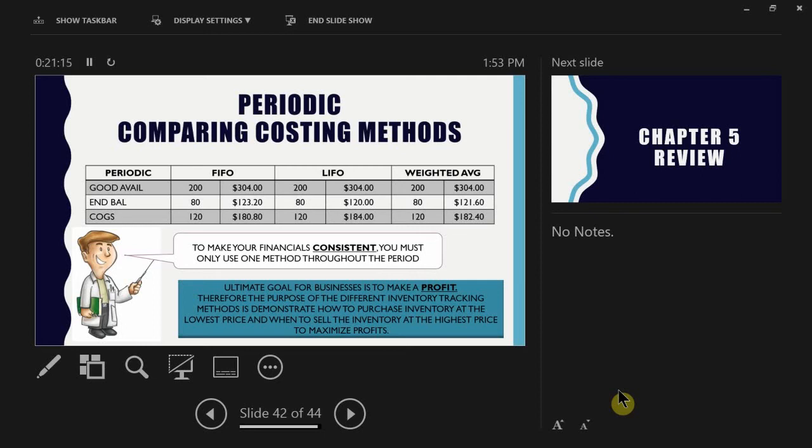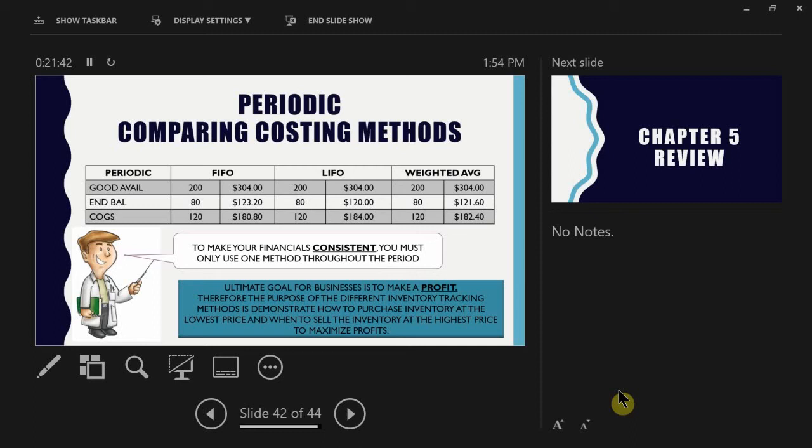But if you're just a regular clothing store, it might be best for you to just do weighted average because it's the easiest type of calculation. You don't have to remember what came first. You don't have to keep a really good track of the inventory itself. All you care about is what is your total cost and what is your total quantity, and take the average and spread the cost amongst every single item.